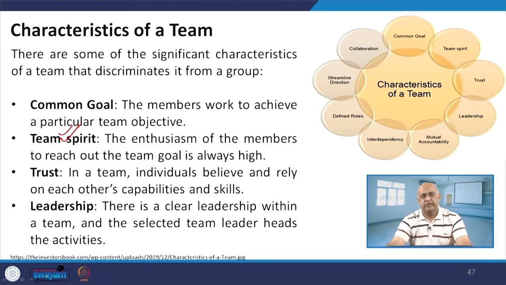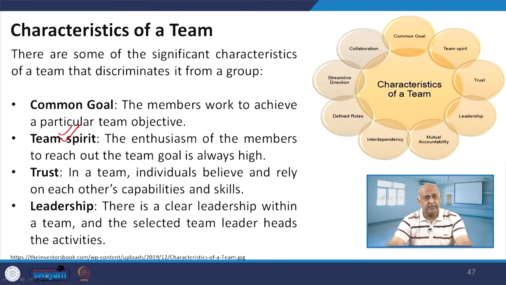So, working together, right? And therefore, whenever we see any game, especially hockey or football, and the way they are playing, or even cricket, you will find the enthusiasm of the members to reach the team goal. You can see it in the field; it is very obvious whether there is team spirit or not. There might be a captain and players, but if there is no team spirit, you can see they are not working in coordination with each other. But when they work in coordination, that you can also see. Whether you win or lose is a different issue, but the team spirit will be visible.